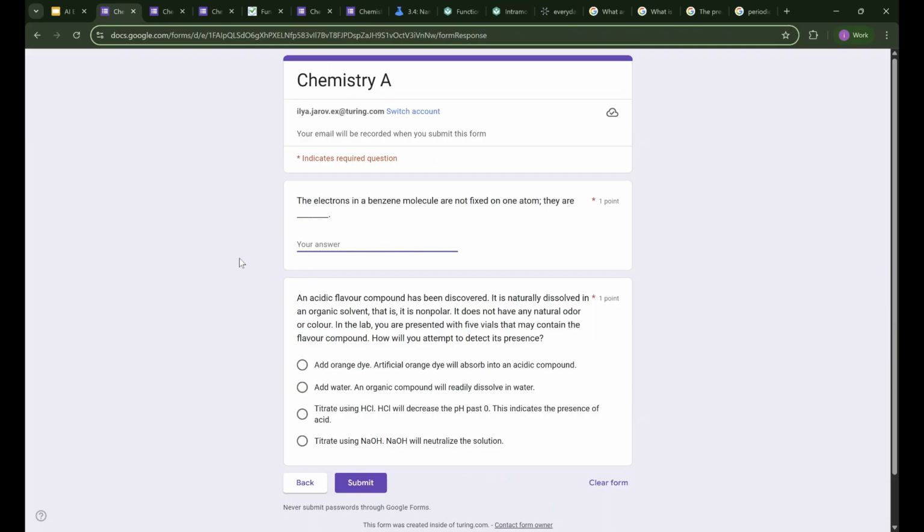The electrons in a benzene model are not fixed to one... I remember was it like dislocated or something? I remember it was like a cloud, but I didn't really pick up on the specific word. I'm forgetting it. Something like that.